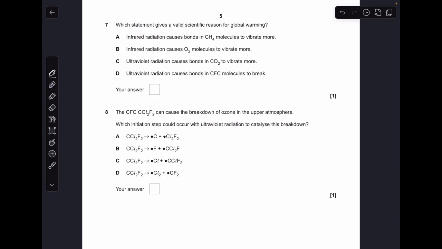Number 7, which statement gives a valid scientific reason for global warming? Well, it's option A. The infrared radiation causes the bonds in the CH4 molecules to vibrate more. Number 8, the thing to remember is it's the chlorine radical from a CFC that breaks down ozone, so that's option C. There's that chlorine radical there.